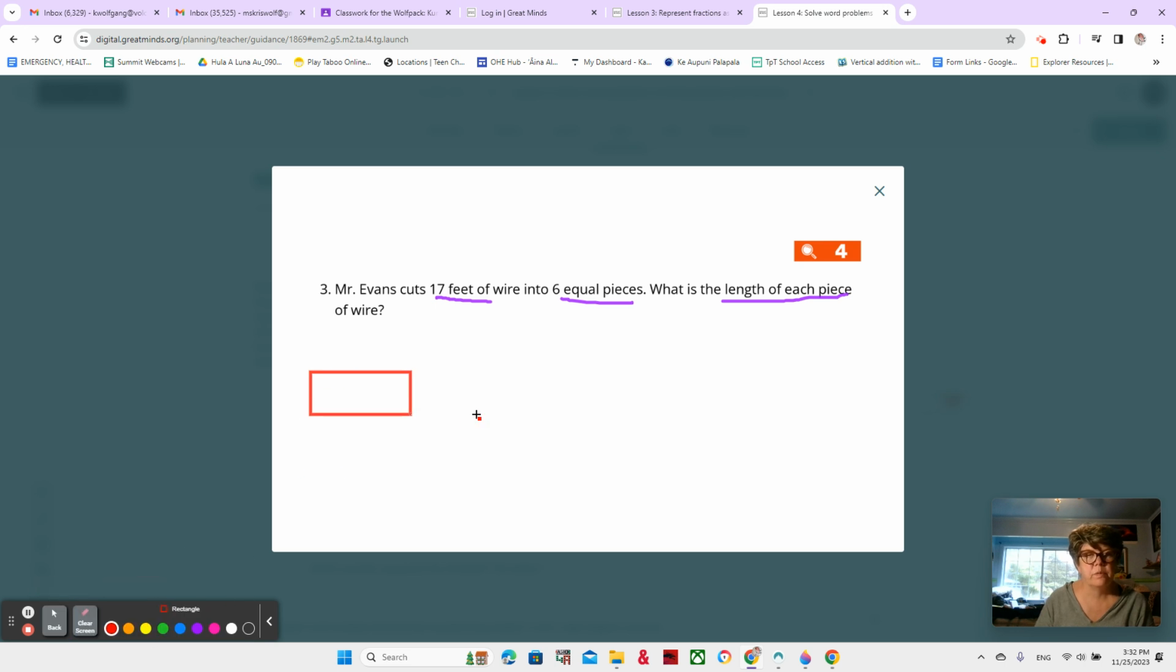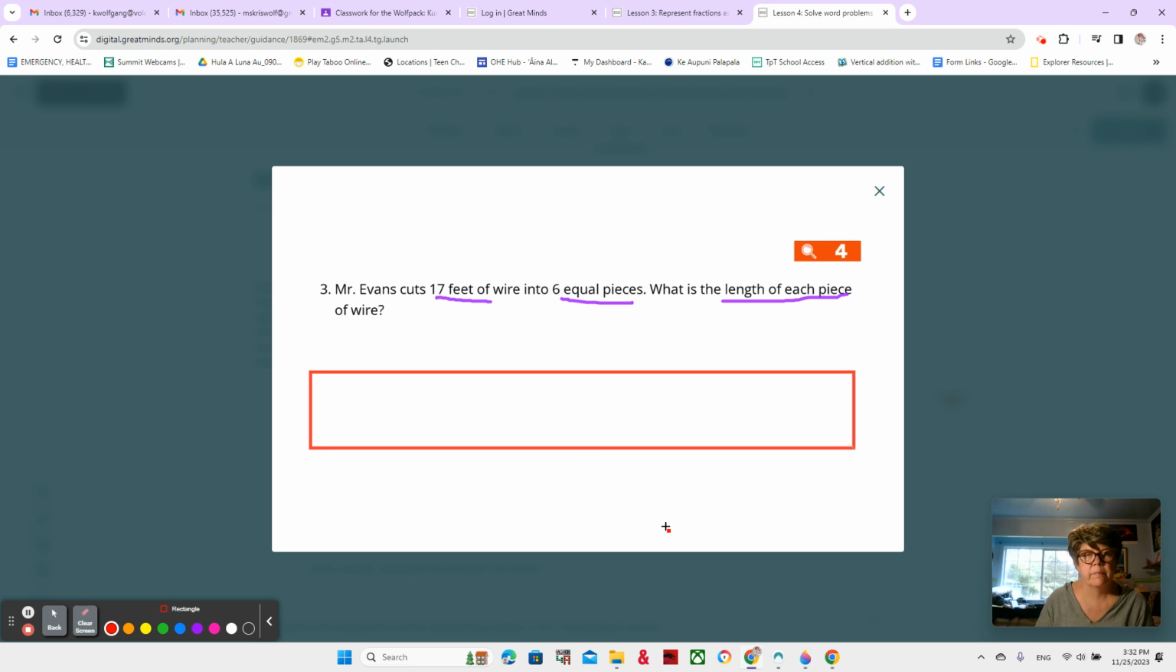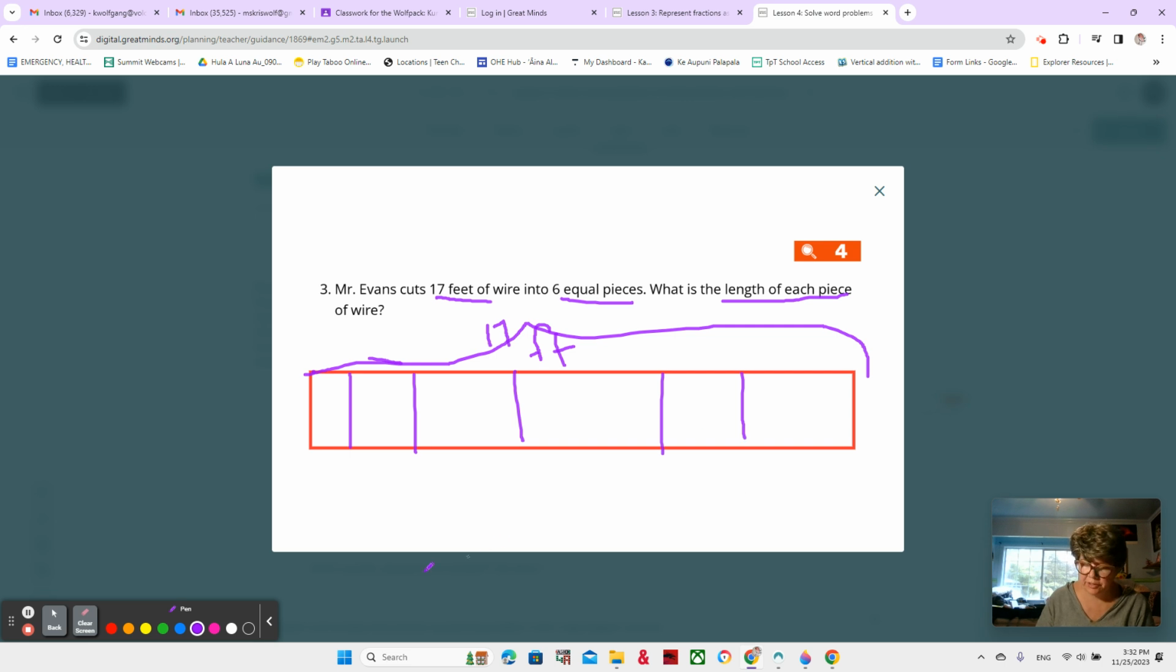Okay, so 17 feet. What is getting divided up? It's 17 feet of wire, right? How many pieces is it being divided into? 6. 1, 2, 3, 4, 5. 5 lines make 6 sections. And what do we need to know? We need to know how big is each piece, one piece.